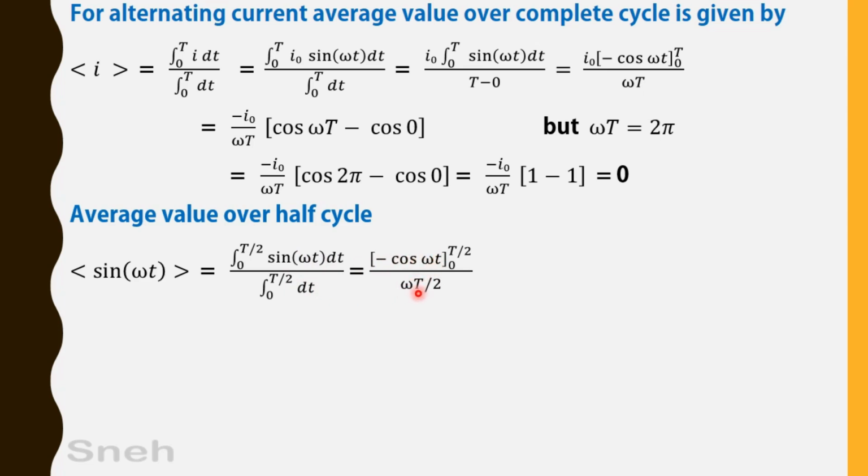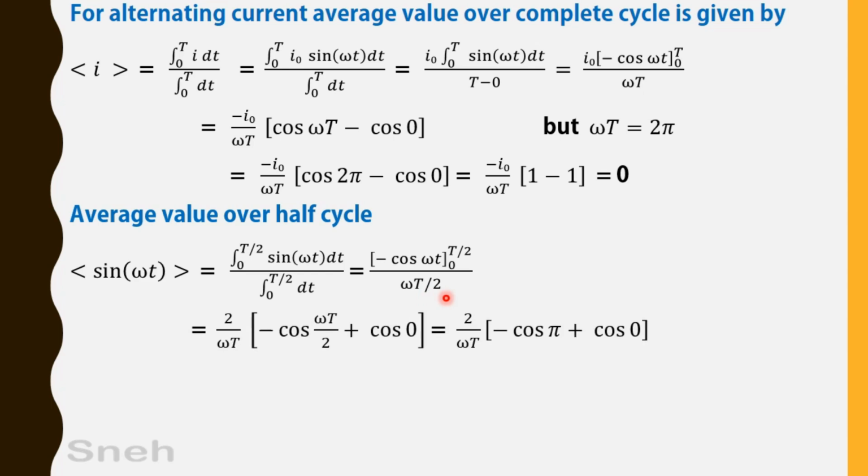Now here we are having the T by 2 term. Earlier it was T. Naturally the upper limit is T by 2 and the lower limit is 0. So here I'll get T by 2 minus 0, which means it is T by 2. So the entire denominator will become omega T divided by 2. If we further simplify this, we get 2 divided by omega T in bracket. Now I'm keeping this minus sign inside as it is. If you want, you can take it outside also, but I'm keeping it inside.